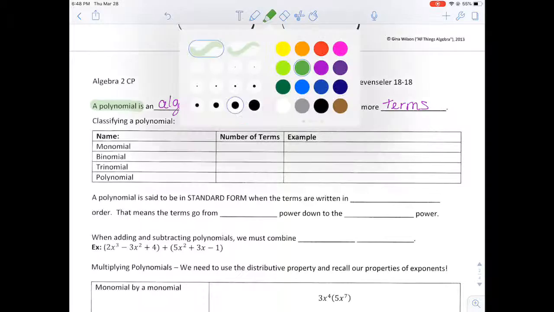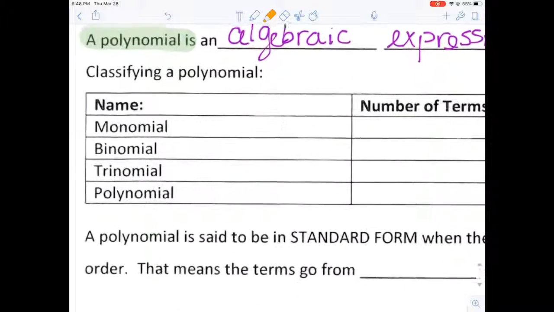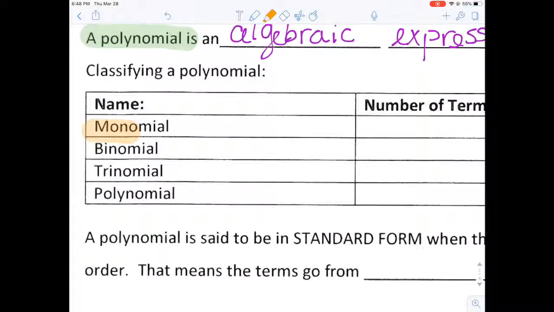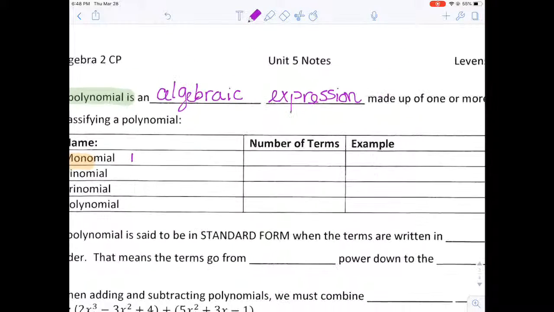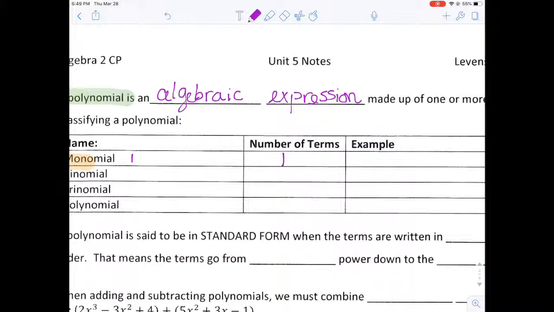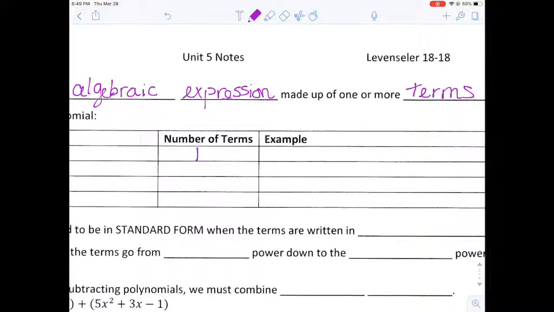The first one we see is a monomial. So the prefix mono, that represents the number 1. So a monomial is a polynomial with one term. So an example of that might be the number 3. That's one term, that's a polynomial. Or maybe we have an x, that's one term, so that's a monomial. Or maybe we have 5x squared, also a monomial. So all three of those things would be examples of monomials.